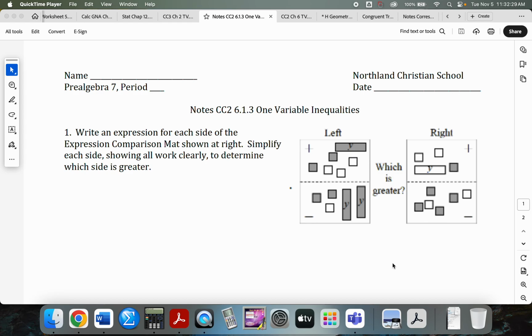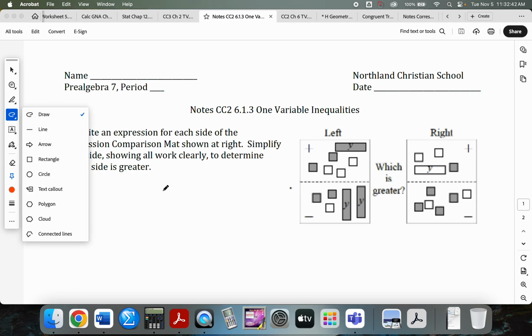Follow along. All right, so we want to write an expression for each side of the expression comparison mat shown. Simplify each side, showing all work clearly to determine which side is greater. All right, so we're going to start just by writing out what we see.